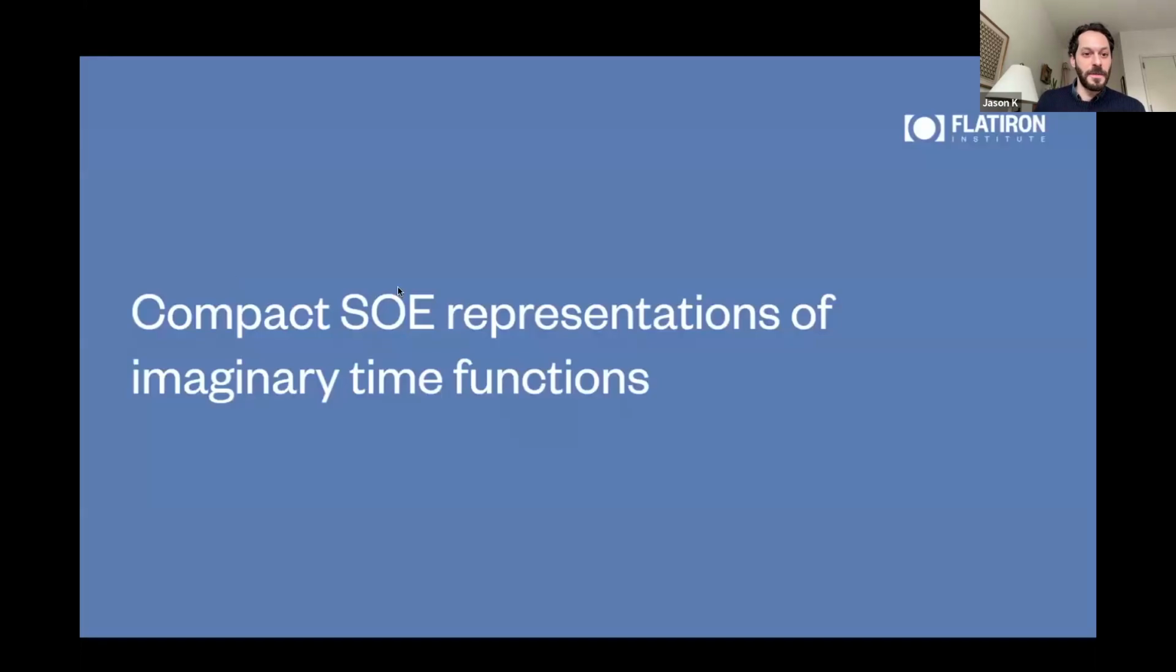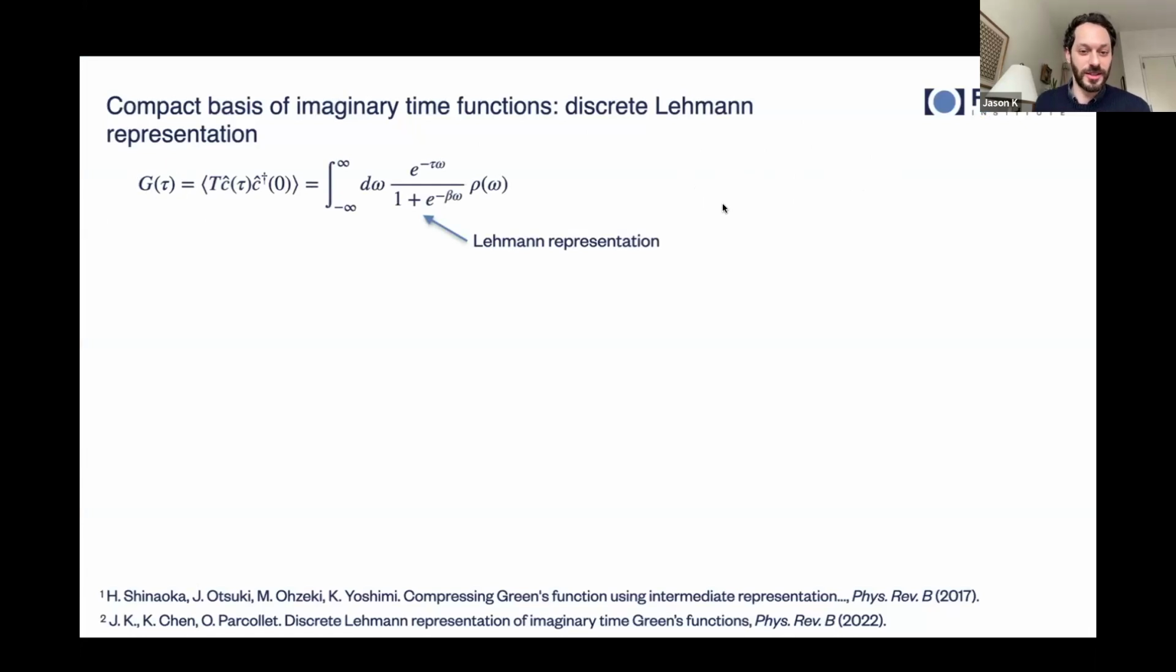So, okay. Let me get into the first part on compact representations of imaginary time functions, and I'm going to tell you about this method we developed called the discrete Lehmann representation. Here I'm writing G for Green's function. The same thing works for hybridizations, which I'll use later, and self-energies and other imaginary time functions.